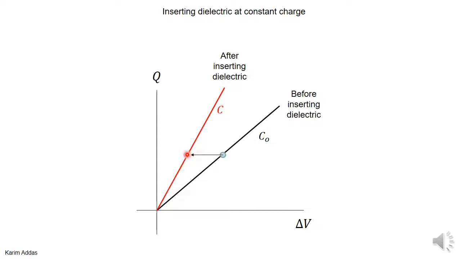So now when you reach this point, now when you have the capacitor with this new value, K times C node, however much you increase the charge on the capacitor now, after you've inserted the dielectric material, you're always going to be living on this new curve, where the slope is larger. The slope is far larger by a factor of K.